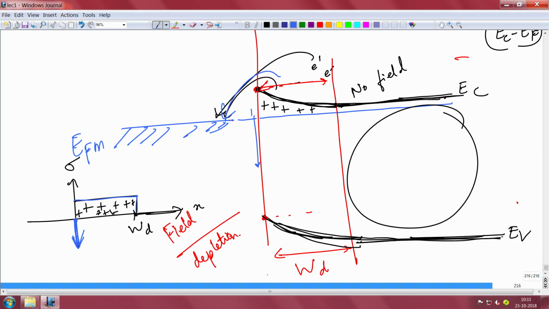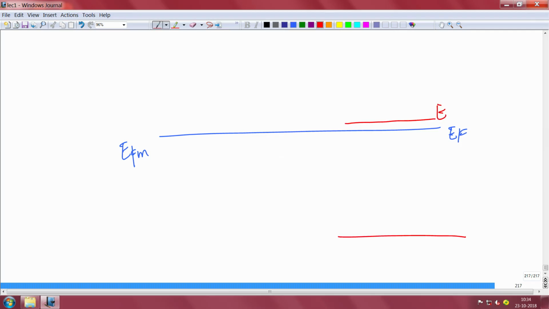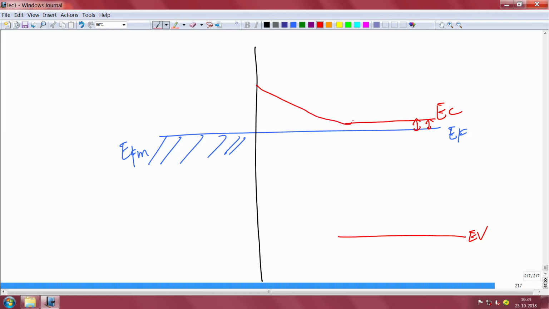Now, let me come to a new figure here. So, how does the junction look eventually? I have the metal Fermi level, which is the same as the semiconductor Fermi level. Far away from the junction, the conduction band and valence band will have the same spacing with respect to the Fermi level. This spacing will remain the same except at the junction. This is the metal Fermi level, by the way. Only at the junction, what will happen is that you have things like this. It will go like that.